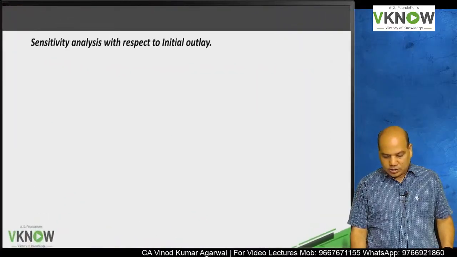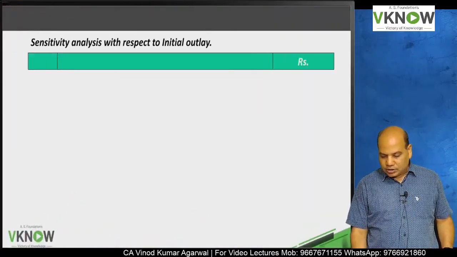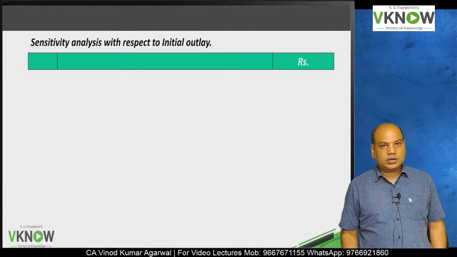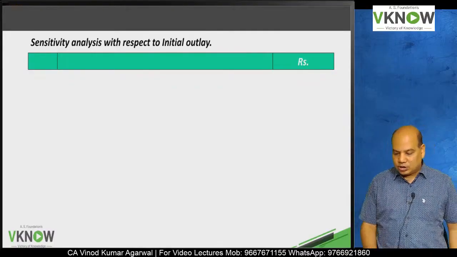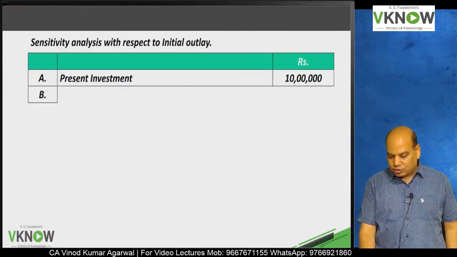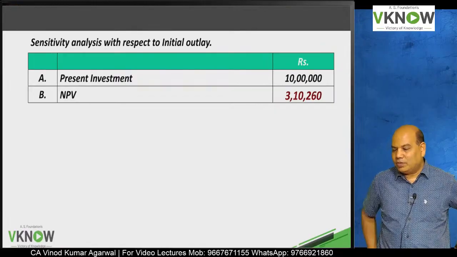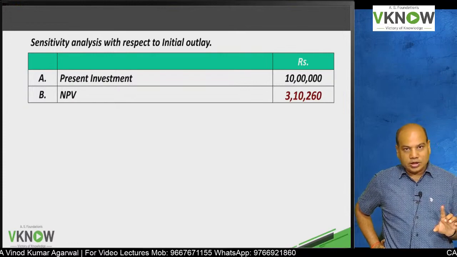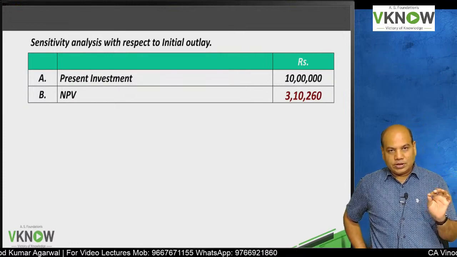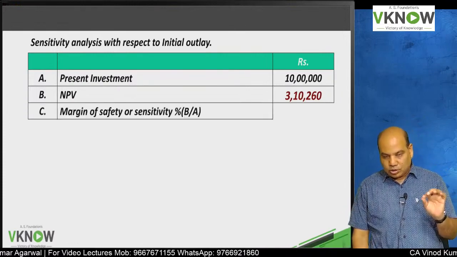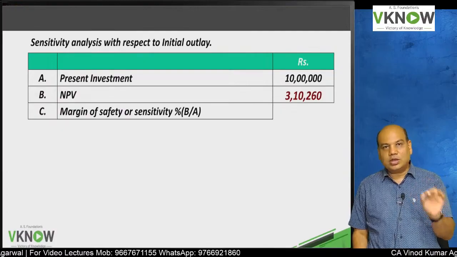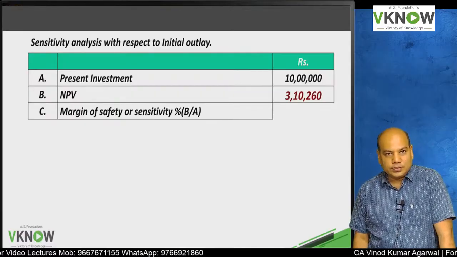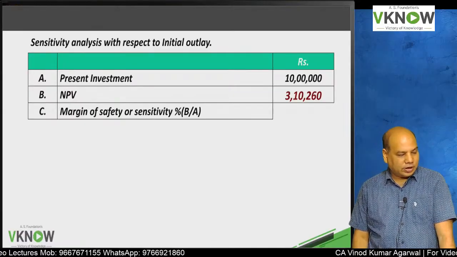Okay, now the next is sensitivity analysis with respect to initial outlay. Here I am going to simply divide NPV by initial investment. If you want to draw the table, you can, otherwise you just write down sensitivity percentage equal to NPV upon initial investment. NPV is 3,10,260. Initial investment is 10 lakh.